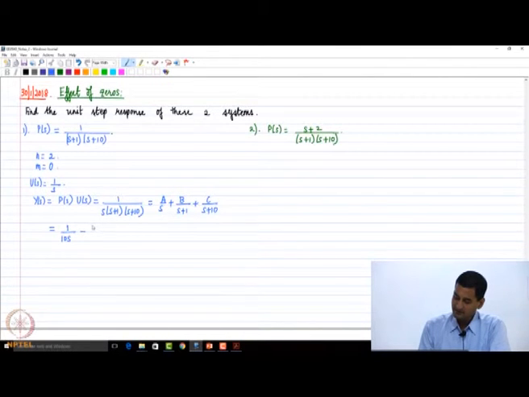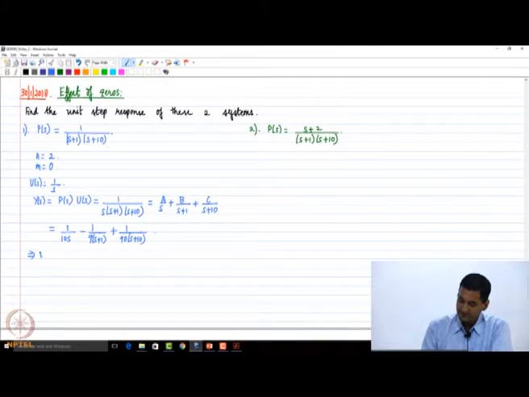Minus 1 divided by 9, right? And what about the last one, is it minus 1 by 90 or plus 1 by 90? See, you multiply both sides by S plus 10 and substitute S equals minus 10. You will get minus 10 times minus 9, so that becomes plus 90, right? So you will get plus 1 by 90 times S plus 10. With this, if you take the inverse Laplace transform, we are going to get 1 by 10 minus 1 by 9 e power minus t plus 1 by 90 e power minus 10t.